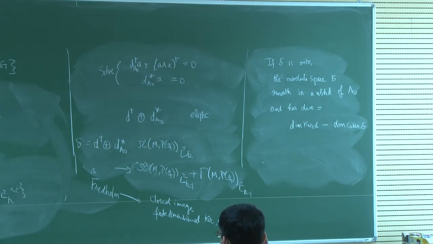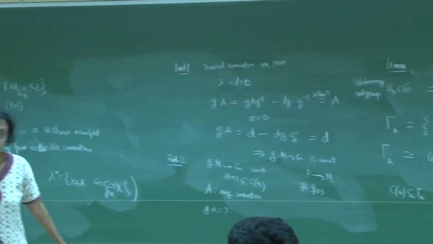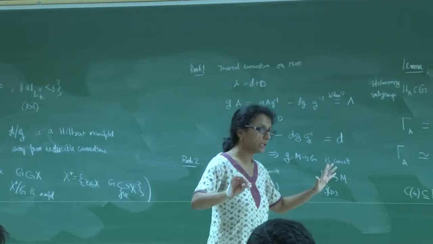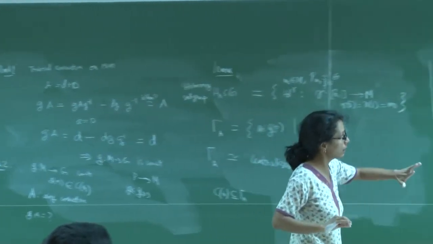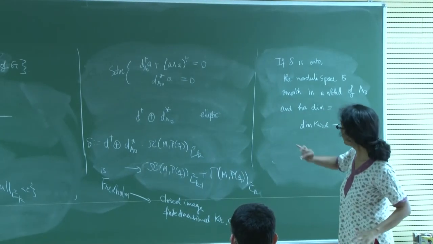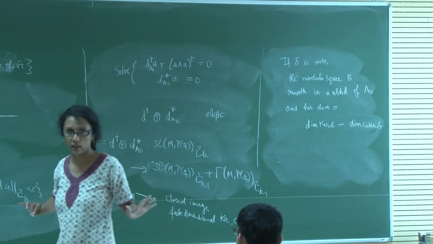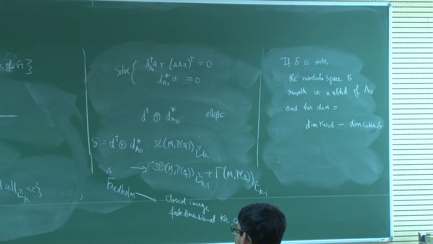So you have this additional difficulty of avoiding the reducible connections. In many cases we can do the perturbation and manage to produce this moduli space so that it does not hit the reducible connections at all. But in some cases, you do have to deal with the reducible connections and see what it does in the ASD moduli space also. So there is a whole variety of phenomena that happens.